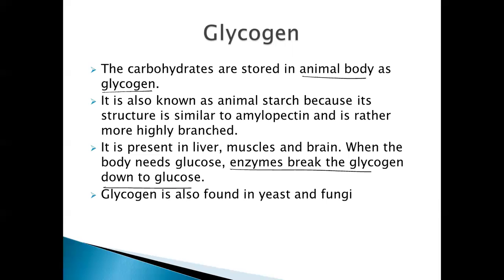It is called animal starch because the structure of this glycogen is very similar to that of amylopectin. So we are calling this starch. Animal starch means the starch which is present in the animal. So where is this present in the animal body? In the liver, muscles, and brain. Yes, this is about these polysaccharides.